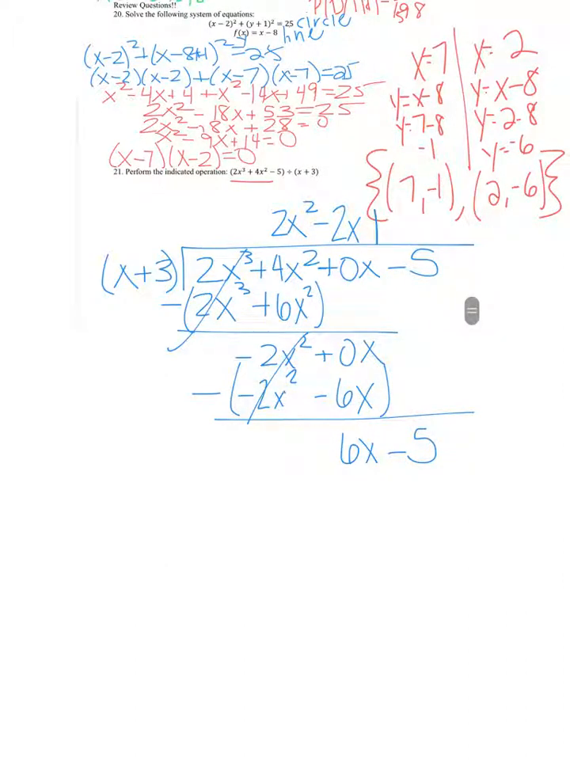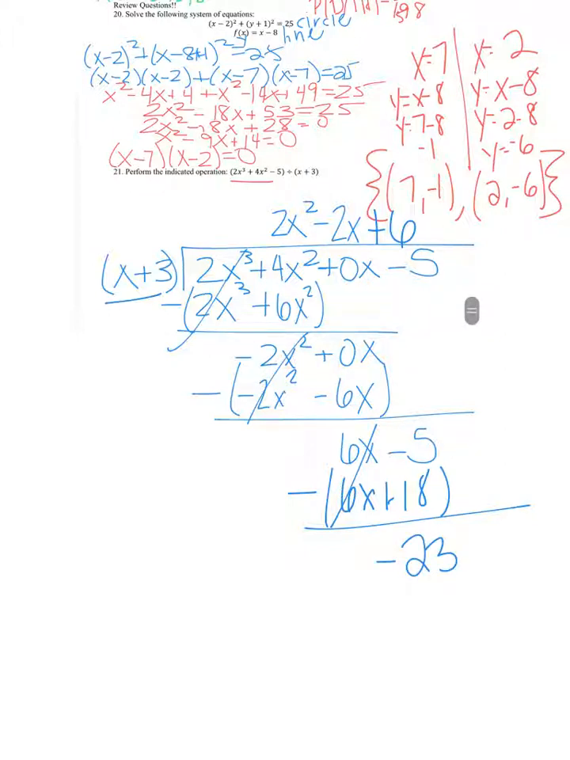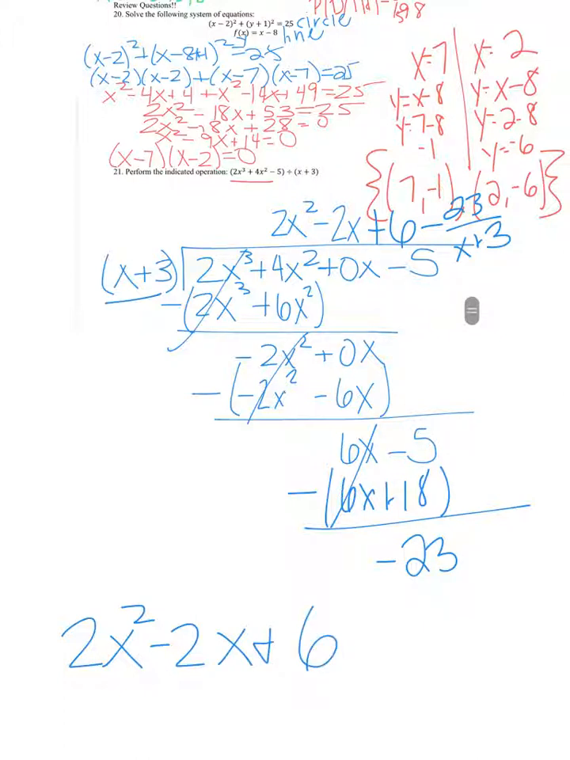X goes into 6x 6 times. Multiply 6 times everything in my parentheses over here. So this gives me 6x plus 18. Put it in parentheses, subtract it. 6 minus 6 cancels. Negative 5 minus 18 gives me negative 23. So this is negative 23 over x plus 3. So perform the indicated operation. Your answer, you would get 2x squared minus 2x plus 6 minus 23 over x plus 3.